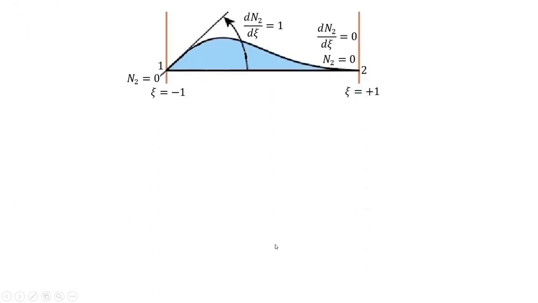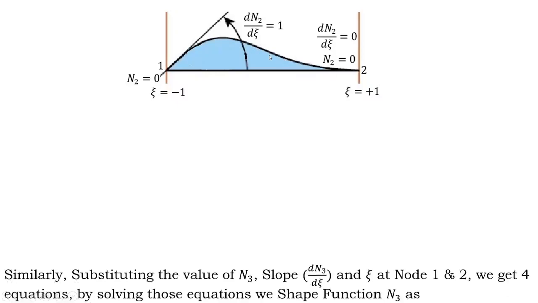Now let us see the variation of that shape function in the form of graphical representation. Therefore at node number 1 the value of n2 is 0, but the slope has a value of unity, therefore dn2 divided by d zeta, which is the slope, has the value of 1. Therefore my curve will start like this. Then when I come to node number 2, now my n2 is equal to 0, and dn2 divided by d zeta, that is the slope at node number 2, is 0. Therefore it is approaching the baseline. So this is the variation of that shape function.